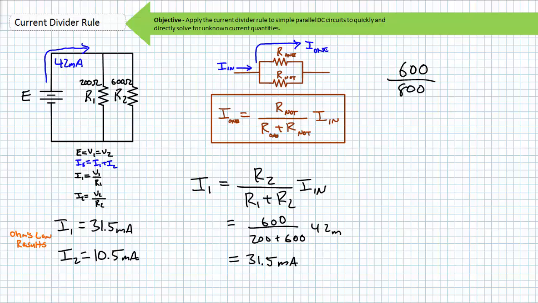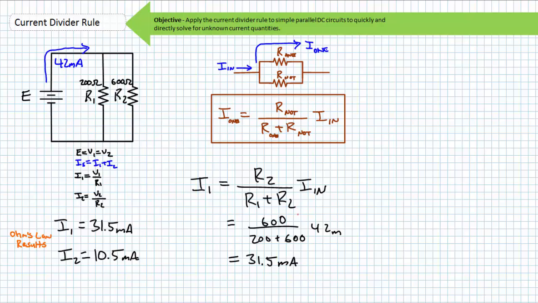Additionally, some students do the ratio just fine, but then just forget to multiply the ratio by the incoming current. 600 divided by 800, 3/4 or 0.75 is not the answer. 3/4 of 42 milliamperes is. Finally, R1 plus R2 means exactly that, R1 plus R2. It's not the resistance of R1 in parallel with R2. Just add R1 and R2 together. Don't complicate it. That's the point of this version of the CDR. It's easy, it's quick, and does not require supplemental calculation.